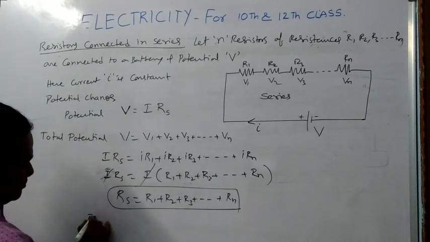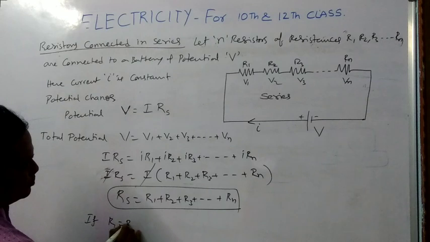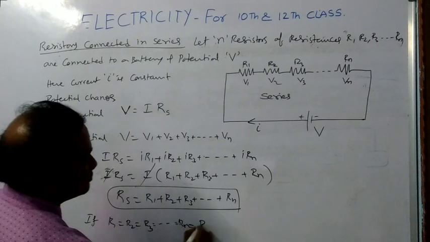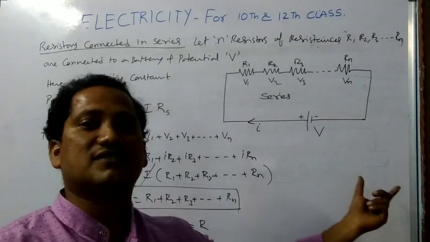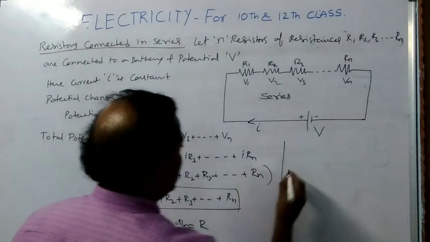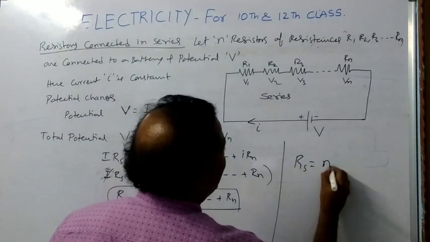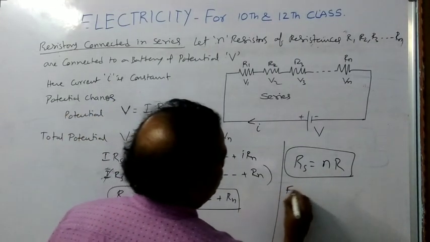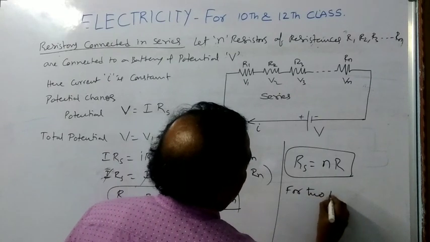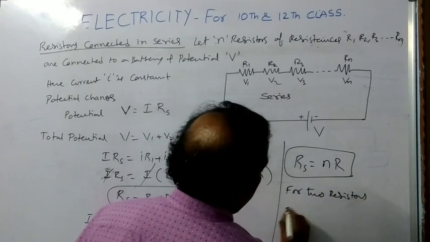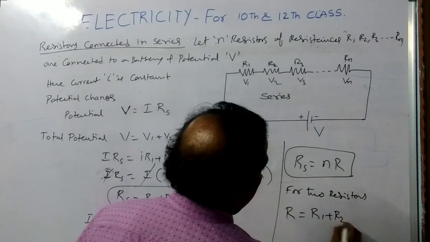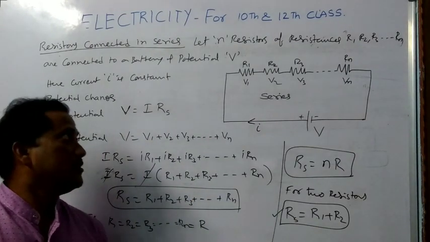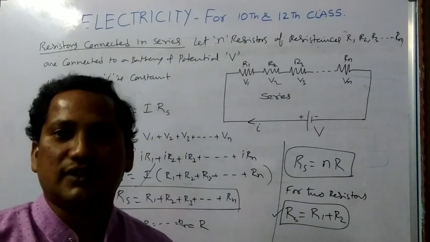So if R1 is equal to R2 is equal to R3 is equal to and so on up to Rn is equal to R, that means all are equal resistances, same resistances, then simply you can write Rs is equal to nR. This is very important, you have to remember. Say for two resistors, you can say R is equal to R1 plus R2 if they are connected in series. You have to remember this formula for doing the problems. So this is about resistors connected in series.